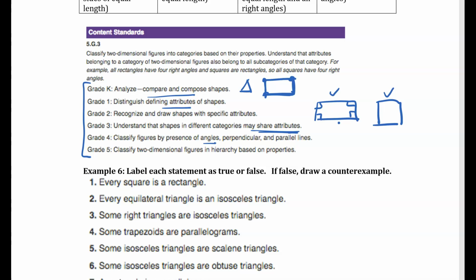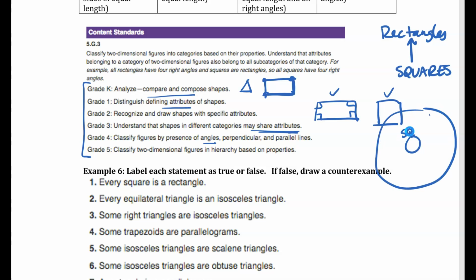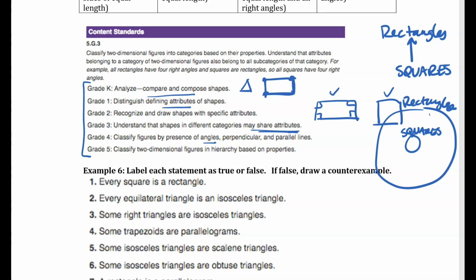And then grade 5, classify two-dimensional figures in hierarchy based on properties, meaning we've got rectangles and then we have squares, and all squares are a part of that rectangle category. Or we can draw a Venn diagram where we draw a picture and we have squares in the middle and then rectangles on the outside.